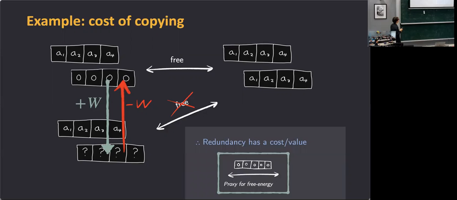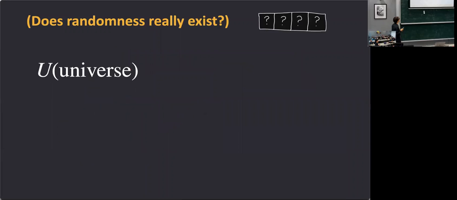And the lesson of this is that redundancy has a cost or value, depending on how you see it. And the length of the zero string can be seen as a proxy for free energy, in the sense that in the scenario of Maxwell's daemon, if we can feed his brain with some fresh zeros, he can keep doing the process and extracting energy. But once he runs out of zeros, he will run out of work extraction.